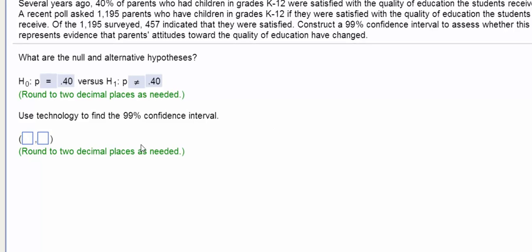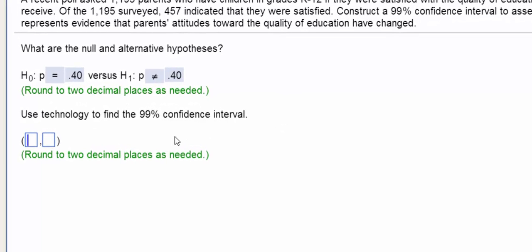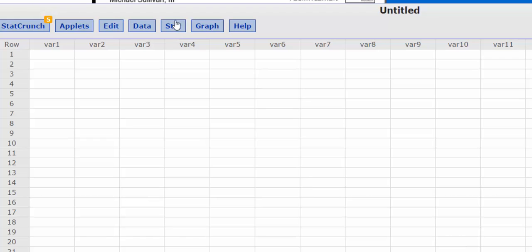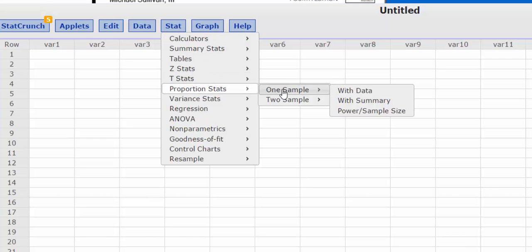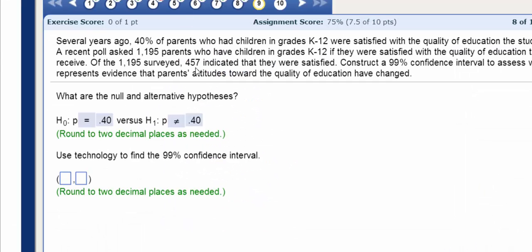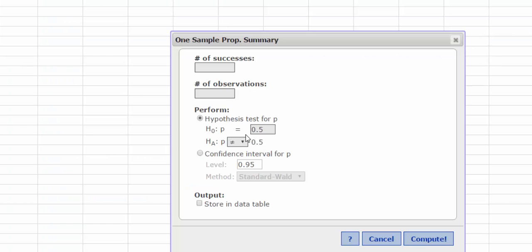Second part says use technology to find the 99% confidence interval. All right, so we'll use StatCrunch. And we're going to press stat, proportion stats, one sample with summary. And our number of successes were 457 out of 1,195. And our P was, I think it was 40% or 0.40. And again, it was going to be equals versus not equals. Oh, I'm sorry. That's for the hypothesis test. We want to do the confidence interval at the 99% level.